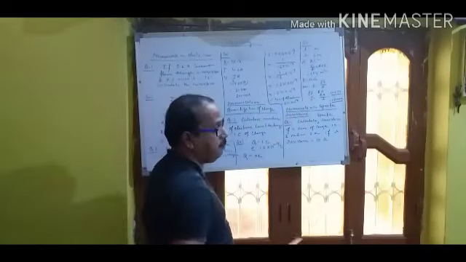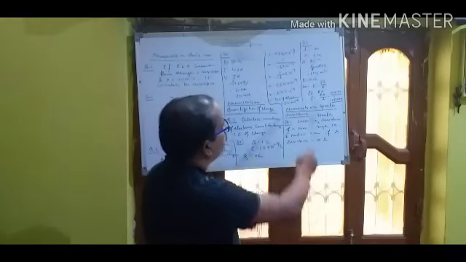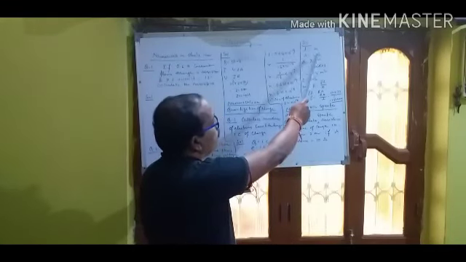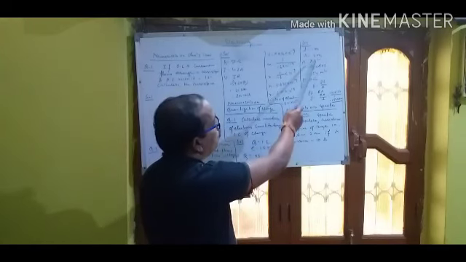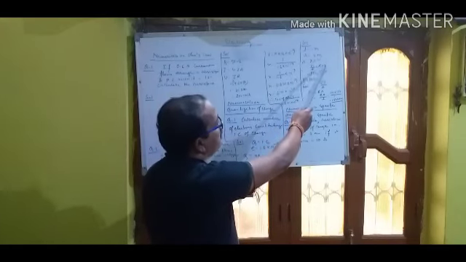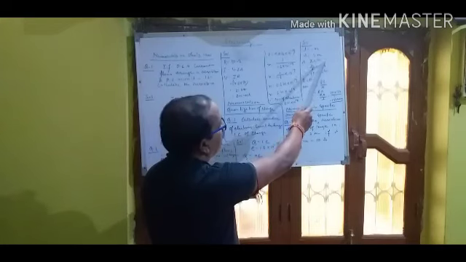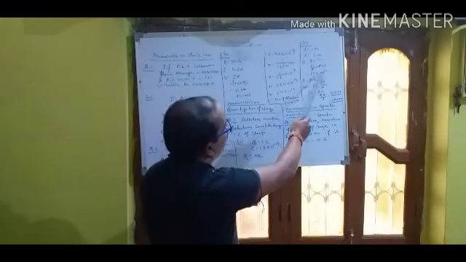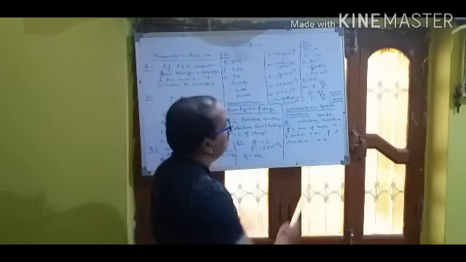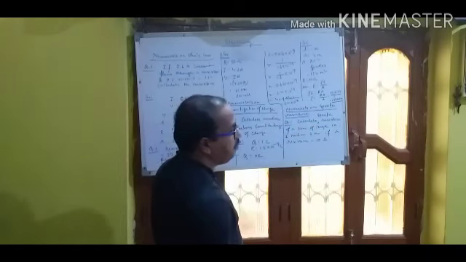Say cross section area A is equal to pi r square. Value of pi is 22 by 7 into r square. r is 7, 7 into 7. It is 154 meter square. Resistance is given, 10 ohm.